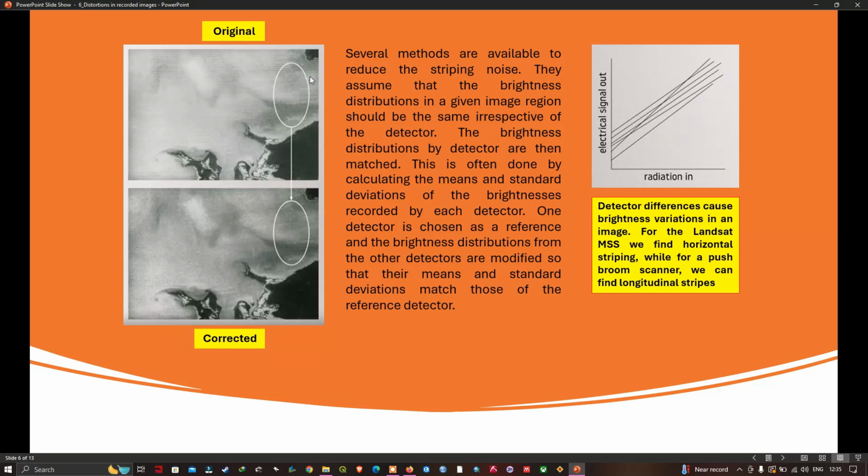So you can compare the difference. You can see the line striping here. The line striping resulting from the detector's mismatch is very noticeable in the water part of the image.